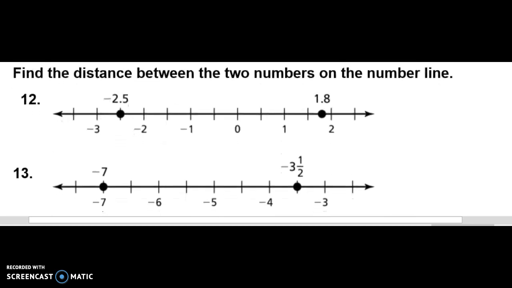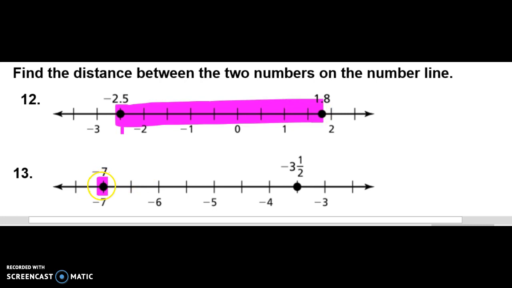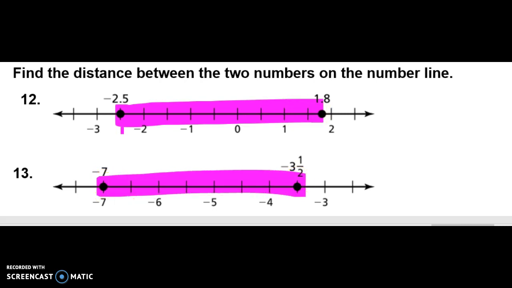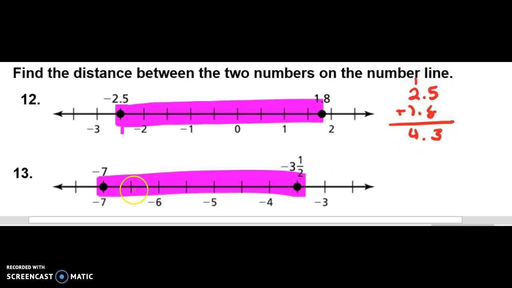All right, find the distance between the two numbers. So I'm looking for this distance here, and down here I'm looking for that distance there. So I'm going to add the absolute values for both of these. So 2.5 plus 1.8 is 4.3. And then here, it looks like I have negative 7 and negative 3/2.